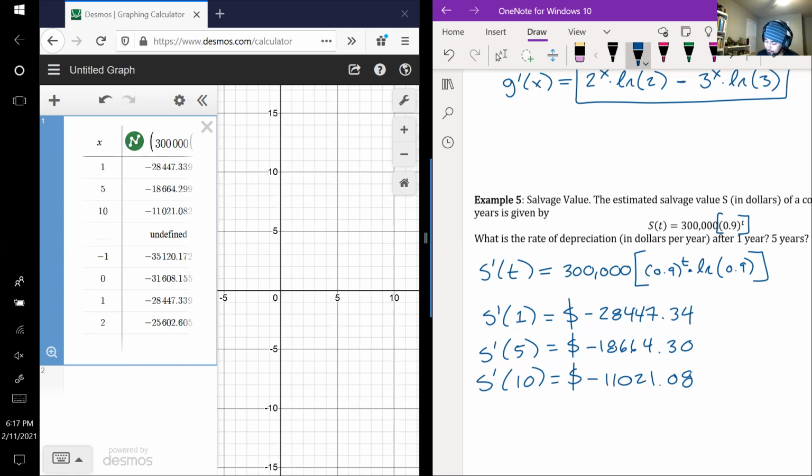So our airplane that used to be $300,000 says after the first year, it has depreciated by $28,000. And then by 5 years, it'll depreciate more by $18,000. And then by 10 years, it'll depreciate more by $11,000, which kind of makes sense. It's just like you buying a new car, right? Right when you drive it off the lot, it already lost what, half its value, maybe?